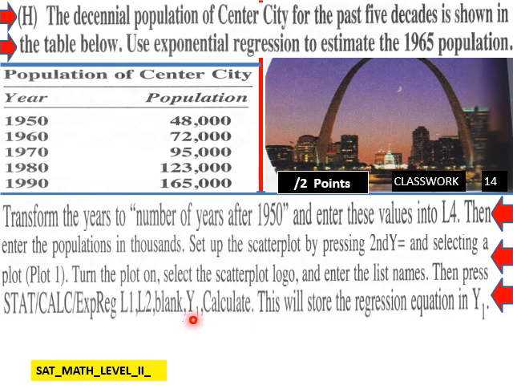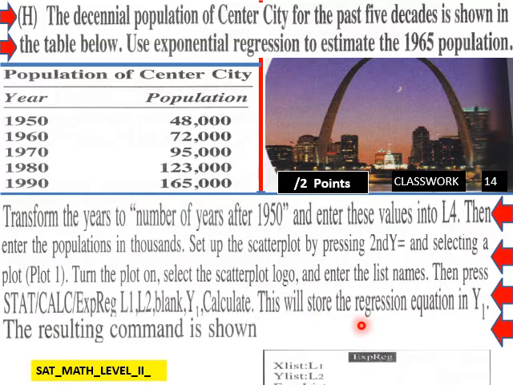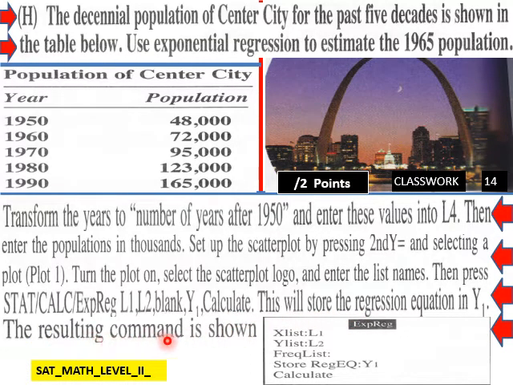Then press STAT CALC exponential regression, list 1, list 2, blank Y, and then calculate. This will store the regression equation in Y1. The resulting command screen is right here. So the X list is L1, the Y list is L2, the frequency list is blank, store regression equation Y1, and then calculate. That should be a screenshot of what you should have to set up your exponential regression.